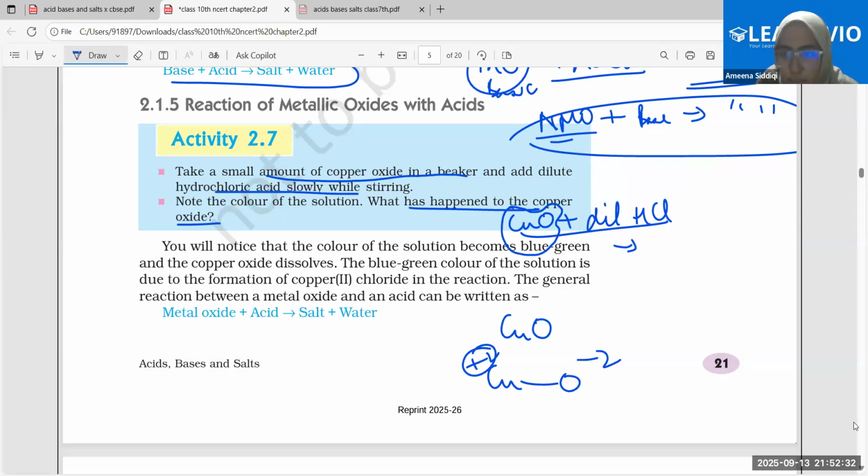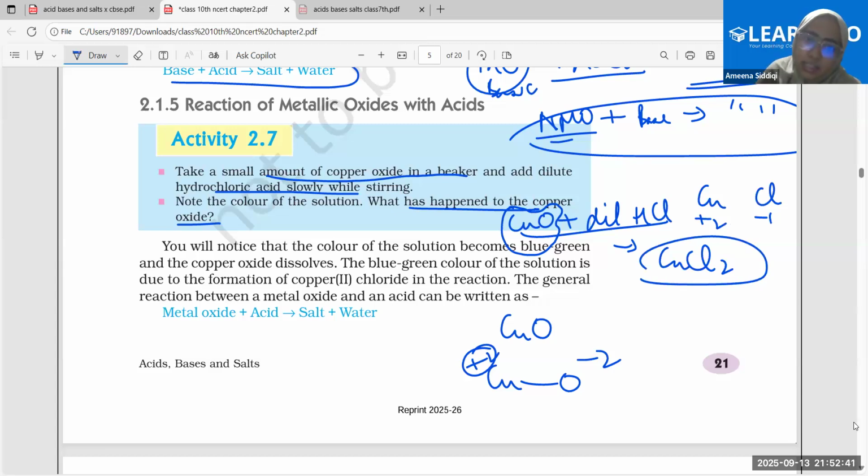Therefore, when copper is in the +2 state, how will we get the formula? Copper and chlorine, +2 and -1. We will get CuCl2. That is the salt that will be formed. So please be mindful of these things. The blue-green color of the solution is due to the formation of copper 2 chloride. The 2 represents the oxidation state of copper. So note the color, that is very important.